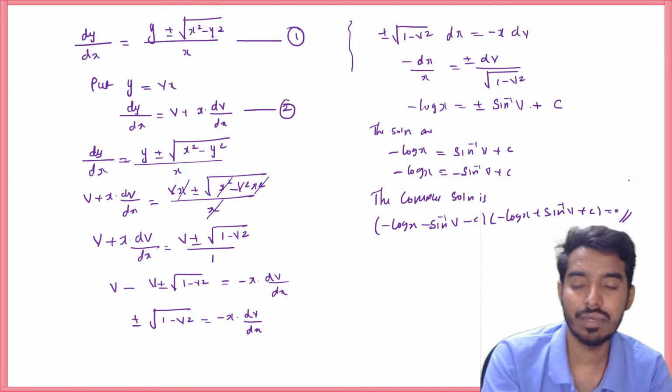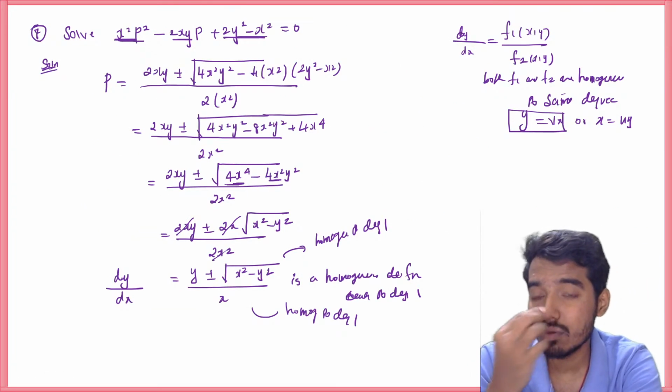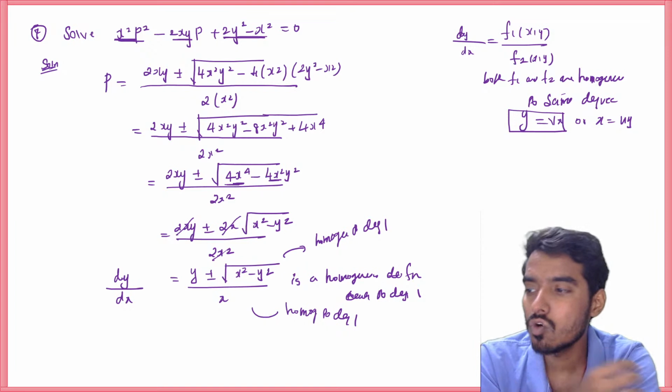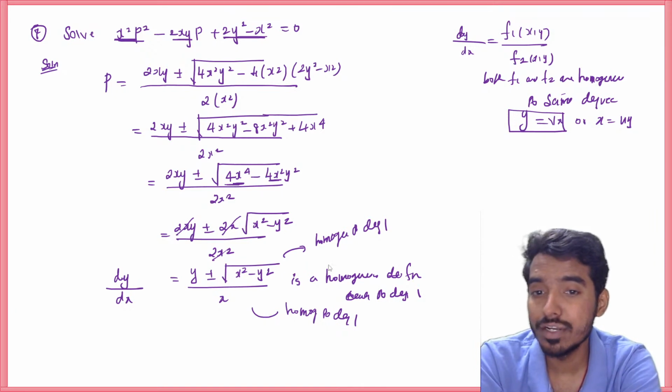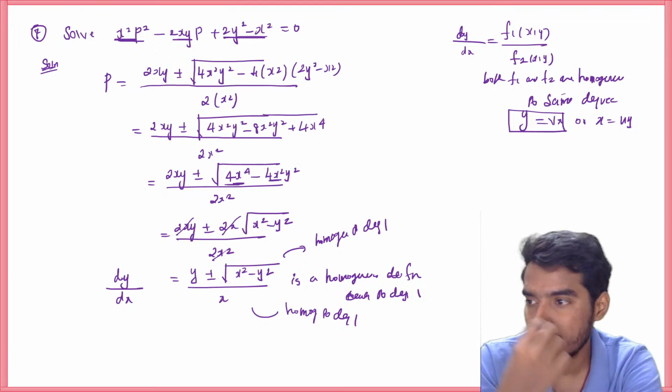Right? Very simple. If it is solvable for p, it means either you are able to factorize this, or if you are not able to factorize, that is, if you cannot find two integers, then go for the quadratic formula. You will have reduced it to one of the methods of solving differential equations of first order but not of first degree. Right? Yes.